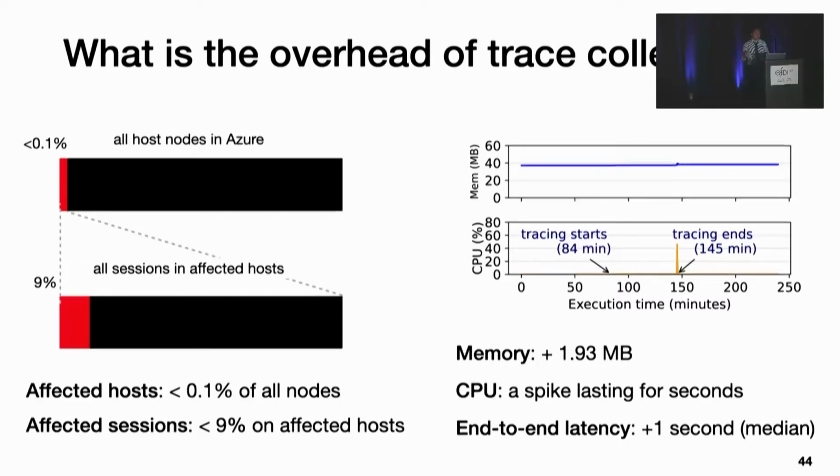To evaluate the trace collection overhead, we collected one month's data from 2021 and found only around 300 nodes were collected with traces at least once, which is less than 0.1% of all nodes in the cluster. On this host, only 9% of VM deployments are affected by tracing requests. Enabling tracing slightly increases average memory usage and causes CPU usage spikes for a few seconds. The median of end-to-end VM deployments increased by 1 second. Overall, the costs are acceptable in production deployment.